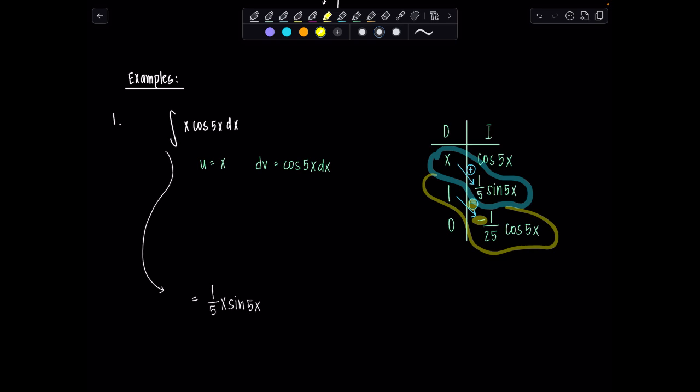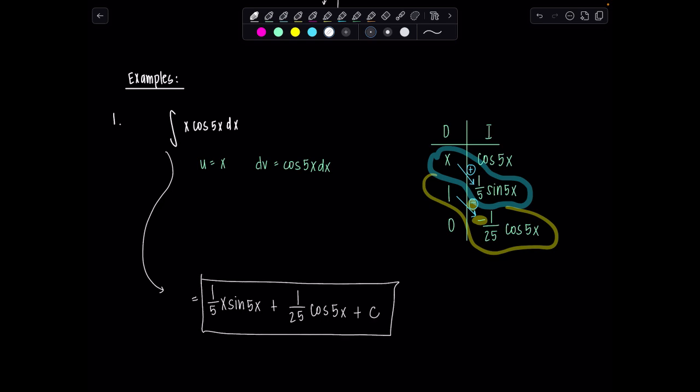by another negative, so now it becomes positive 1/25 cosine 5x, and then you just have to remember to put plus c since this was an indefinite integral. And we are done. That's it.